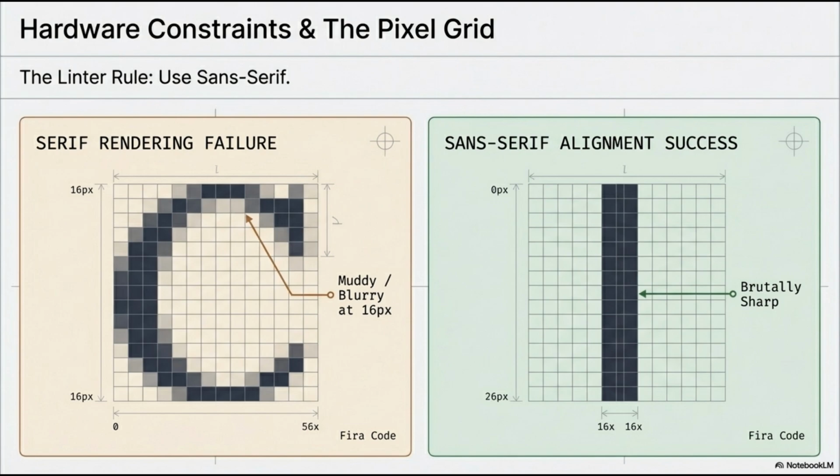Exactly. But let me push back on this for a second. Because as engineers, we love strict rules, but we also deal with edge cases constantly. Sure. If I'm building a dashboard or a B2B SaaS tool, is there ever a real practical reason to use a serif font? Or should I treat use sans-serif as a strict, unbendable linter rule?